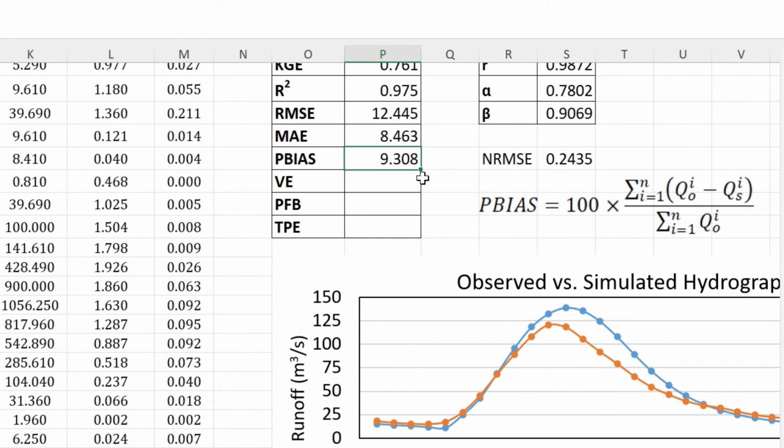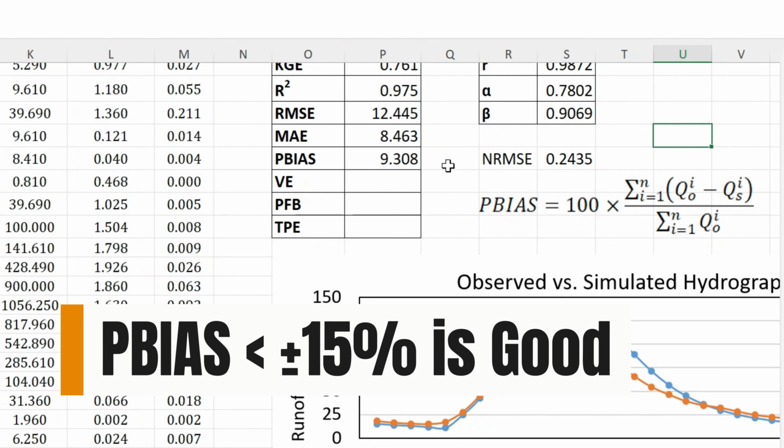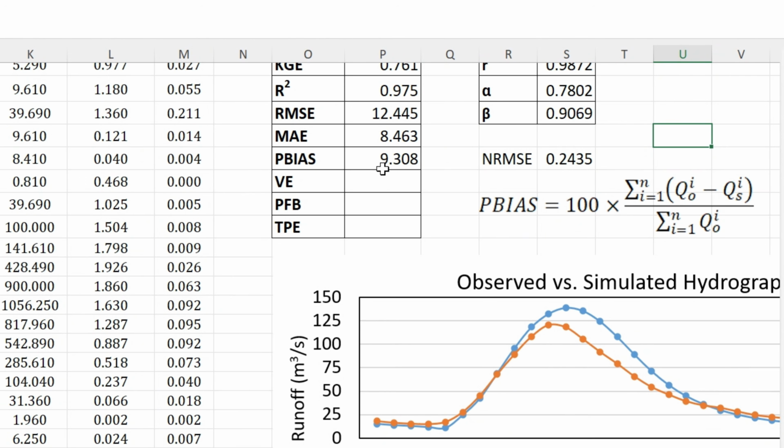So we noted that PBIAS has a sign. A positive value means the observed is larger than simulated, or in other words, we have underestimation, as is the case for us. And if you get a negative one, that means that you have overestimation, and it comes as a percentage. So from the value point of view, PBIAS of 9.3% is not bad. It's good actually. So we are not expecting a huge volume error here based on the PBIAS calculation.